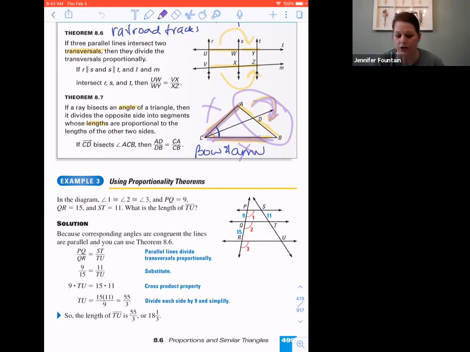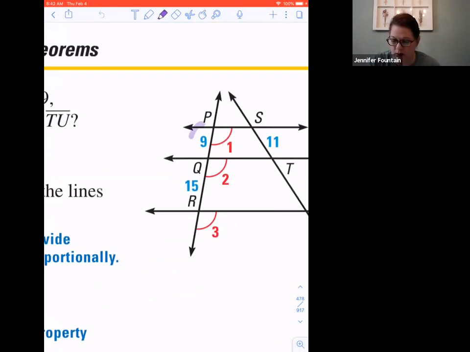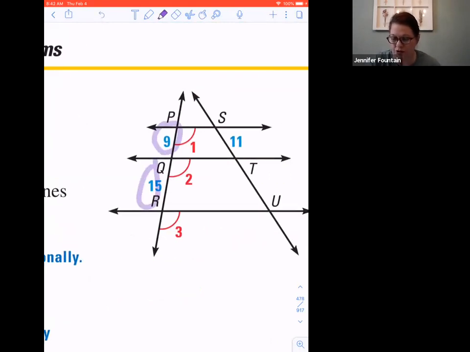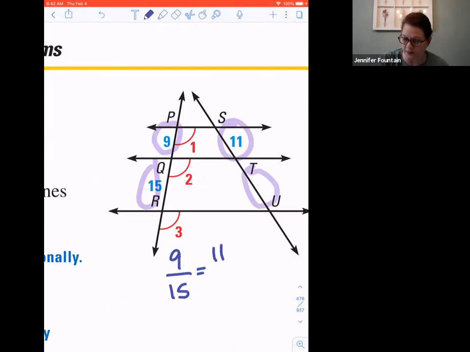We see that PQ is equal to 9, QR is equal to 15, and ST is equal to 11. What is the length of TU? All right, so I can see that PQ to QR is proportional to ST over TU. So basically I'm looking and I see that this over this is proportional to this over this. So I can set up that proportion and say 9 over 15 is equal to 11 over x.